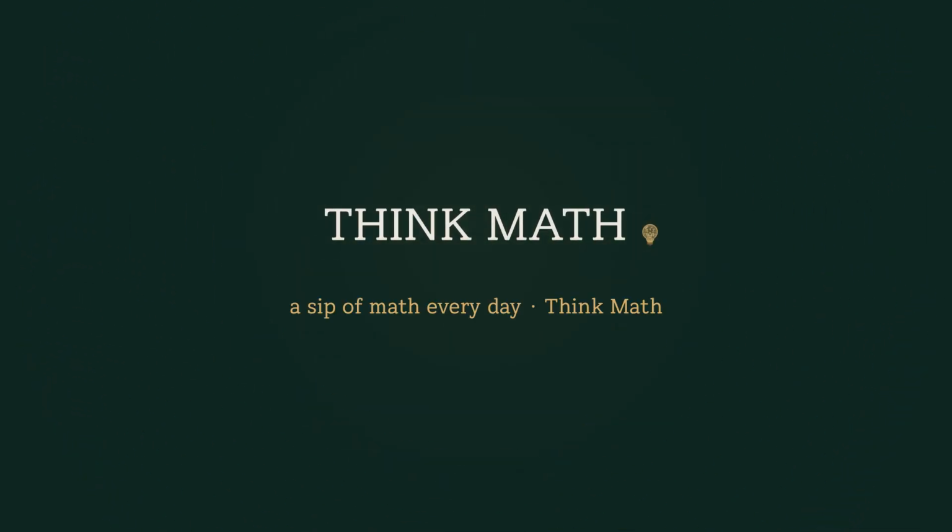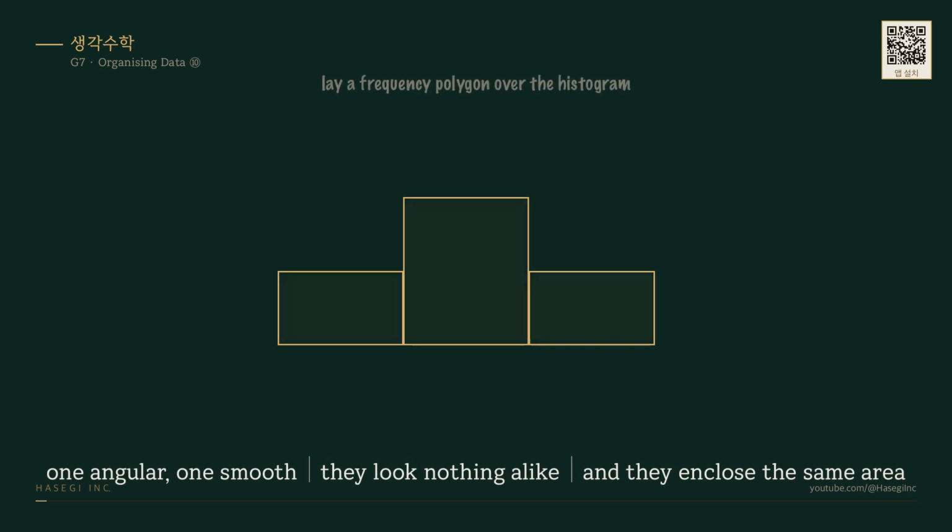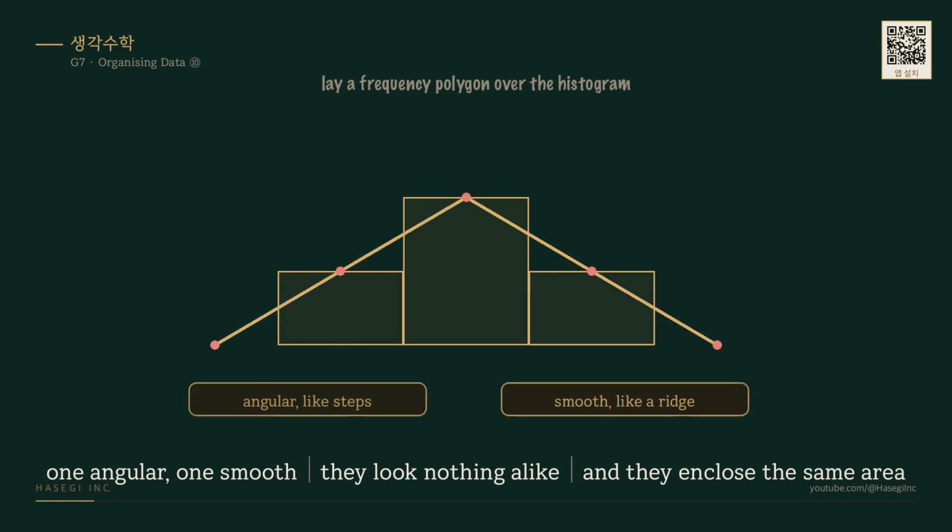Think math. Draw a frequency polygon over the top of a histogram. One is angular, like a staircase, and the other runs smooth, like a ridgeline. They look nothing alike, and yet the two figures enclose exactly the same area. How can that be, when the shapes are so different?